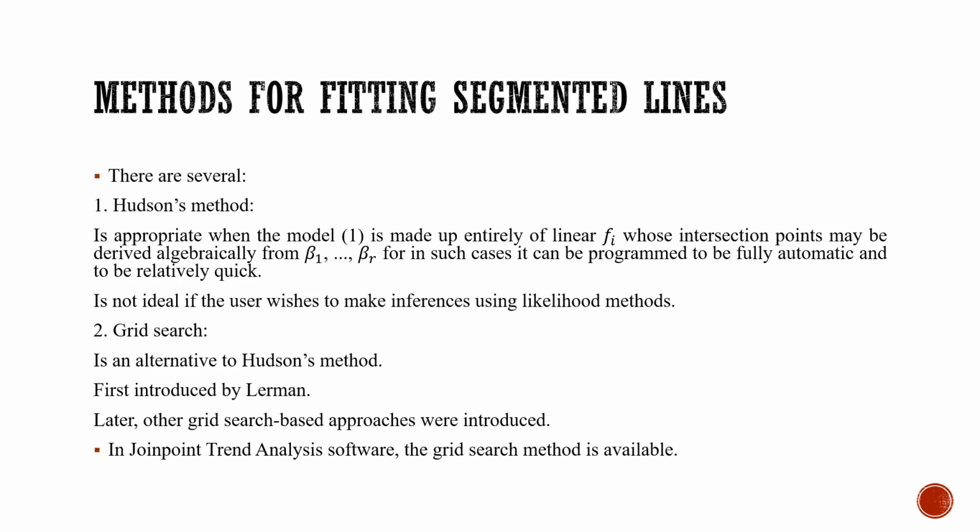Grid search method is an alternative to Hudson's method, which was first introduced by Lerman, and later other grid search-based approaches were introduced. In joint-point regression software, at the moment the grid search is the only available option. Hudson's method was available in previous versions, however it had errors in its algorithm, so it is at the moment unavailable.